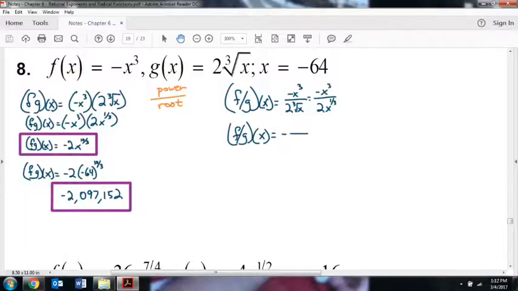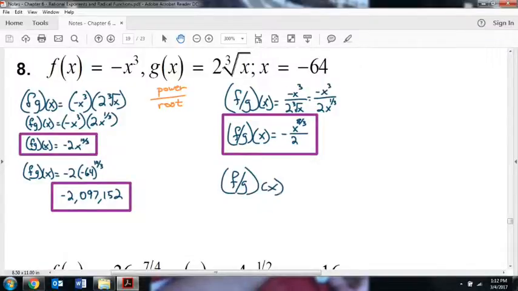Negative over 2. And then we'll subtract the exponents. 3 minus a third, that's what? 9 minus 1 is 8, so that's 8 thirds. Since it's positive, it's x to the 8 thirds, right there. So that would be your function. Right? And to get the answer, we'll do f divided by g of, nope, of negative 64. And I wrote x on the last one.